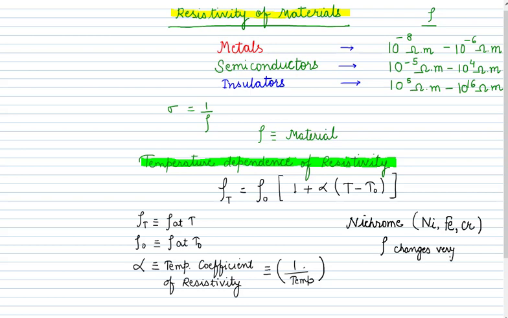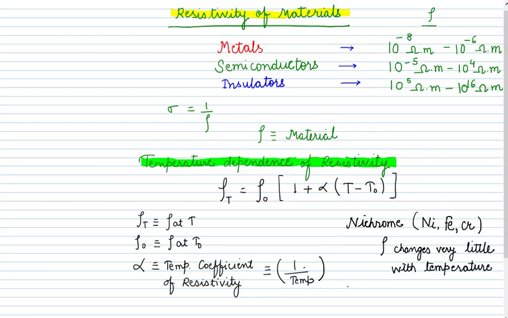That is why we use nichrome wires. This is the reason behind using nichrome wires for the connections, because nichrome is the material whose resistivity changes very little with varying temperatures. If we vary the temperature, there is not much change in the resistivity.